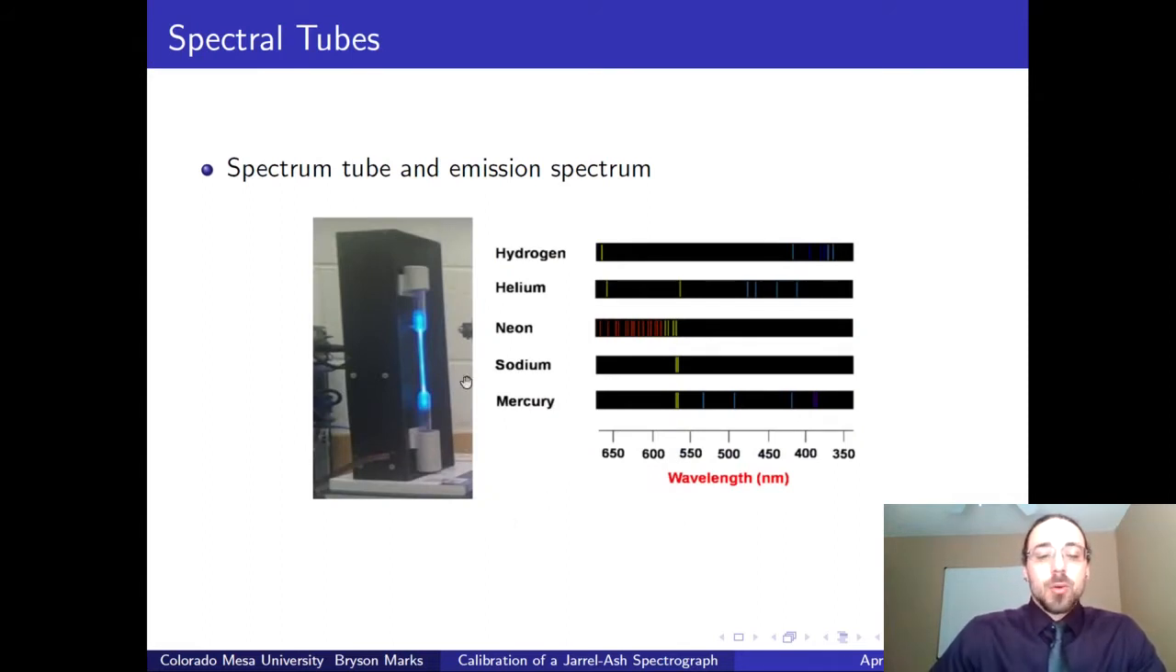Well, on the left here we have a spectral tube power supply with a spectral tube that contains a specific element. Well, when you excite the element inside of the spectral tube, it'll emit light with specific wavelengths. And the bulbs that I used were the mercury bulb, the sodium bulb, and the neon bulb, due to their wavelengths being well known.